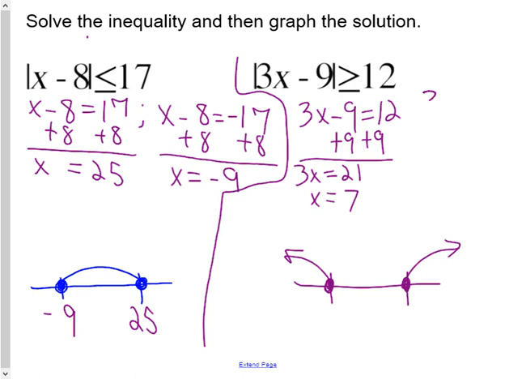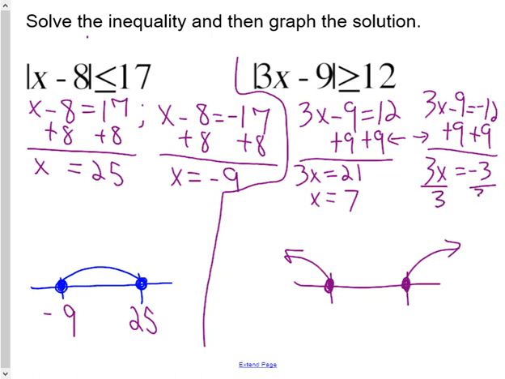And then the other side, 3x minus 9 equals negative 12. Again, these are two-step solves, so we don't just do adding or multiplying, we do both. Opposite of minus 9 is plus. Again, same step, both here and there, left and right. 3x is negative 3. Dividing negative 3 by 3, we get x is negative 1. Negative 1 is smaller than 7, so negative 1 on the left, 7 on the right, and there's our graph.